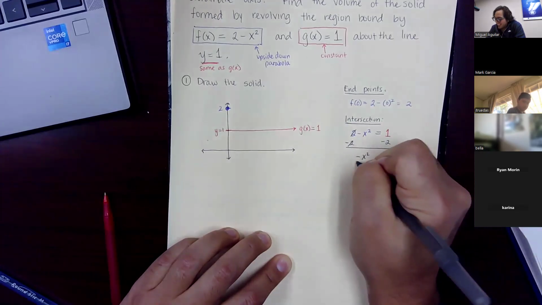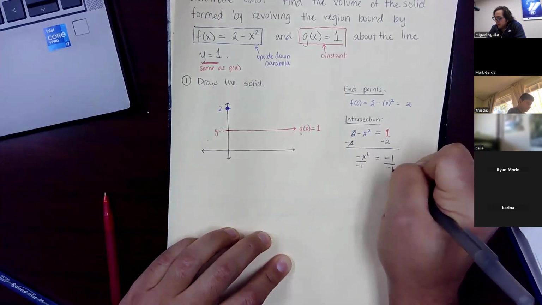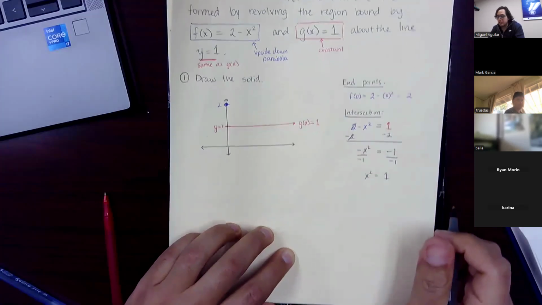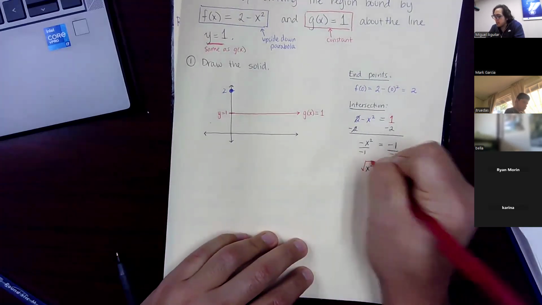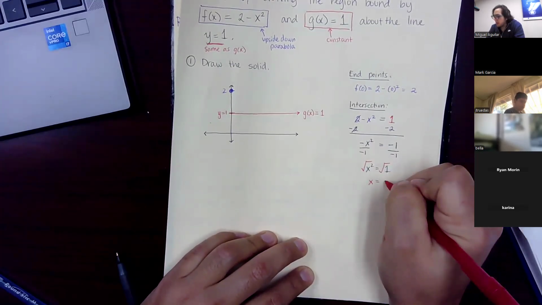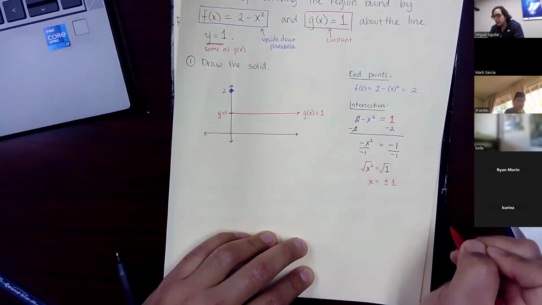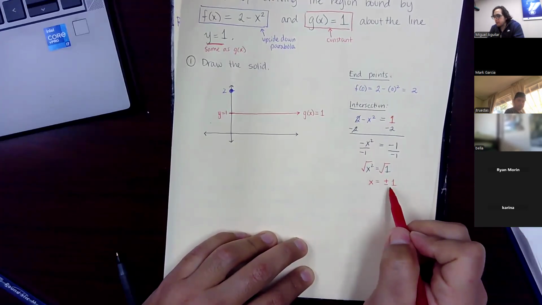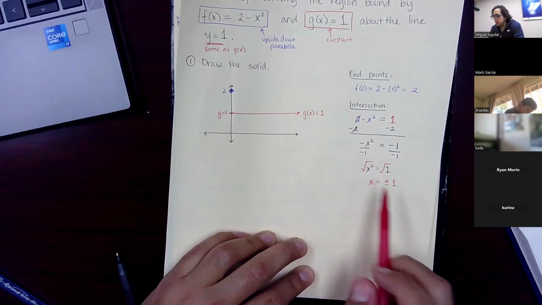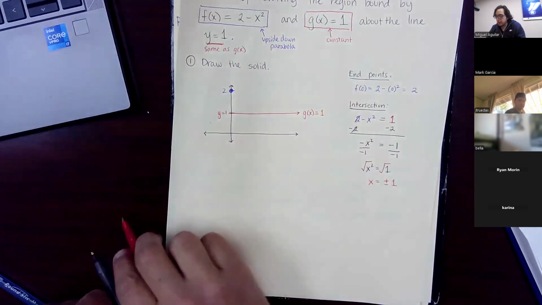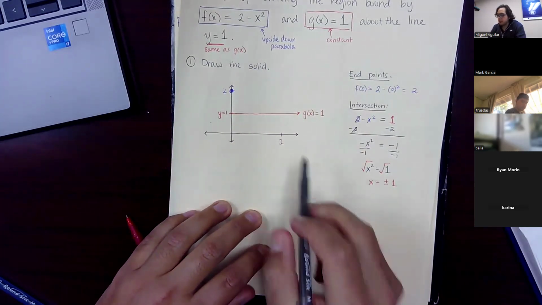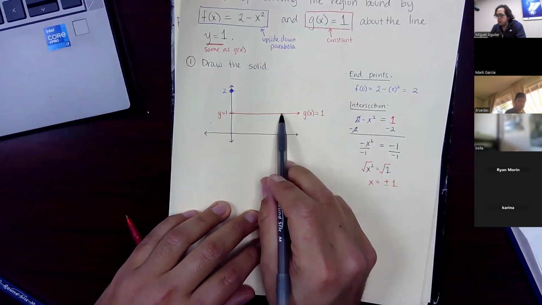Okay, sorry. Then we're going to divide by negative 1, so we get x squared equals 1, and then just taking the square root of both sides to cancel out that square, we get x is equal to plus or minus 1. However, for this shape, we really just want the positive 1 over here. So this x value over here we can call 1, and it intersects here at the y value of 1.